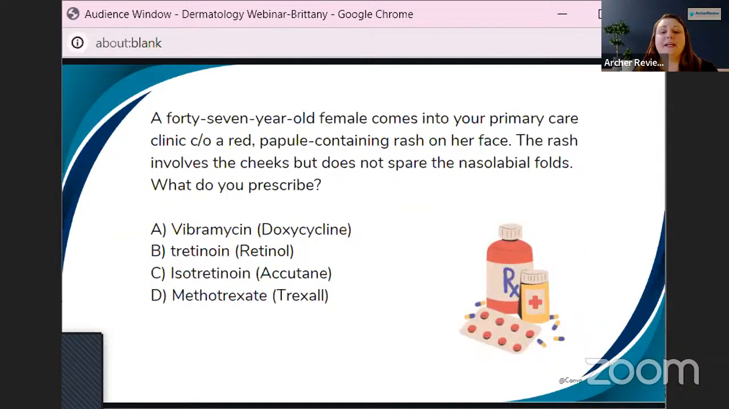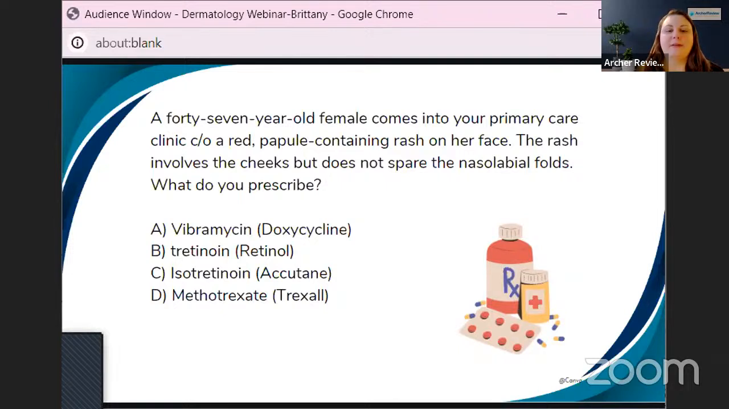All right, this one here is going to be a 47-year-old female comes into your primary care clinic. She complains of a red papule-containing rash on her face. The rash involves the cheeks, but does not spare the nasolabial folds. What are you going to prescribe there? So we have options: doxycycline, retinol, Accutane, or methotrexate. So who has a guess on that one?